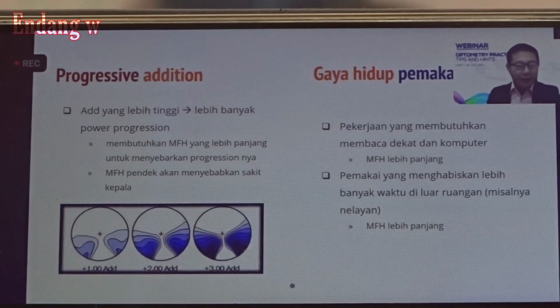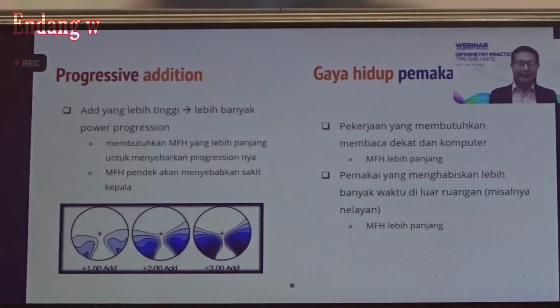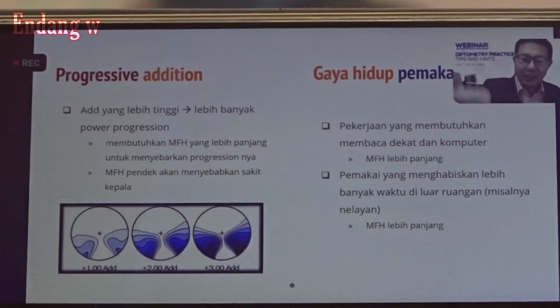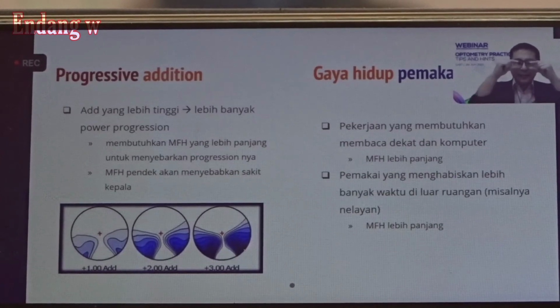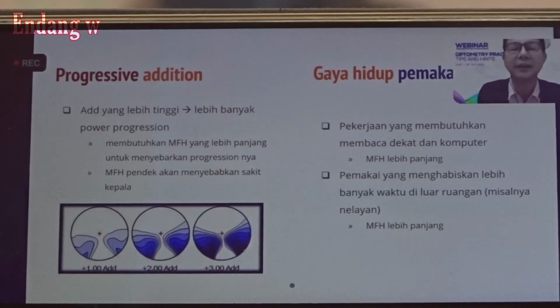Lifestyle is also another difference. If this person does a lot of reading, they also want to see distance, and they also want to see the computer. The computer needs a lot of intermediate zone. For a short corridor design, they have the far zone, but the intermediate zone is not big enough for them to see the computer. So if they do a lot of computer work, they actually have to pull the screen very near, because they have no intermediate.